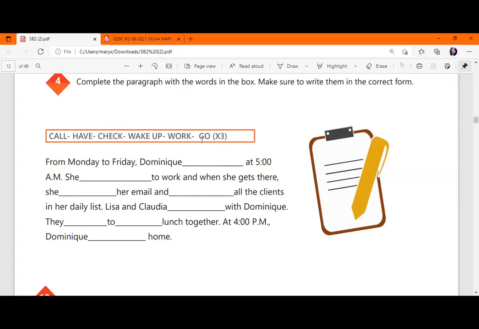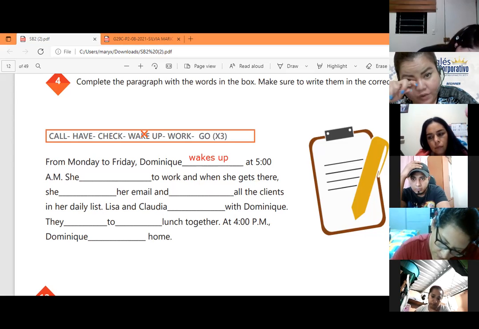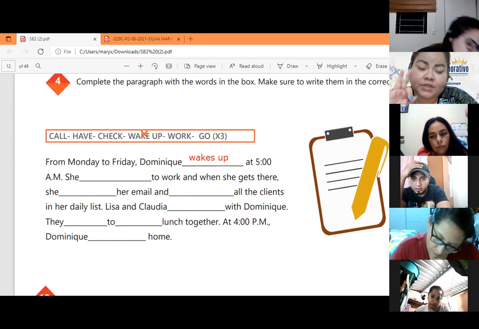So in the first one, for example, it says from Monday to Friday, Dominic, what would I write here? Which verb is best? Go. Yeah. Wake up. Wake up, wake. Okay. Wake up at 5 a.m. Okay, now, when I use wake up, I leave it like this. Dominic, wake up. Is that correct? Yes. Wakes up. Mm-hmm. Exacto, a eso vamos. Dominic wakes up at 5 a.m. Perfect. Now, we're going to continue with the others. This exercise is very easy for you to complete, right?